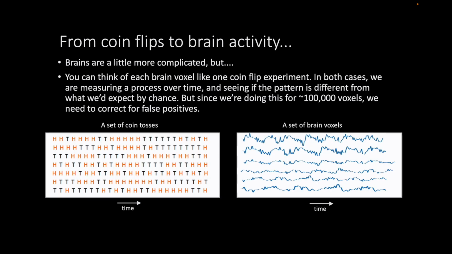So how do these coin flips relate to brain activity? Well, brains are a little bit more complicated, but you can actually think of each brain voxel like one coin flip experiment. In both cases, we're measuring a process over time and seeing if the pattern is different from what we'd expect by chance. But since we're doing this for 100,000 voxels or so, we definitely need to correct for false positives.